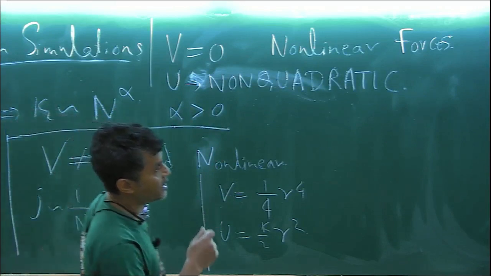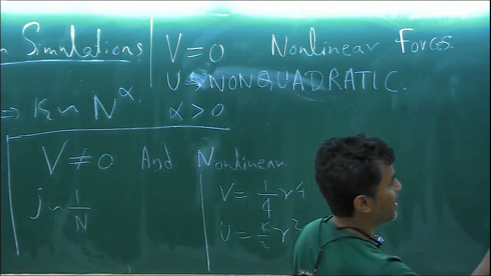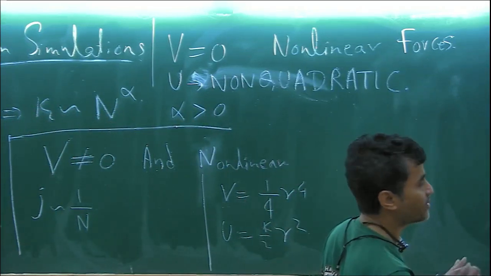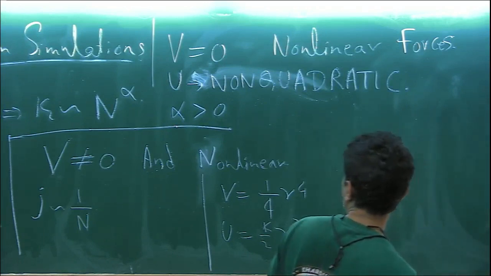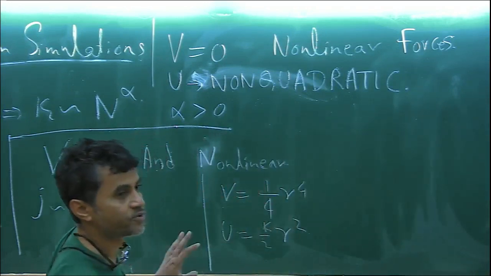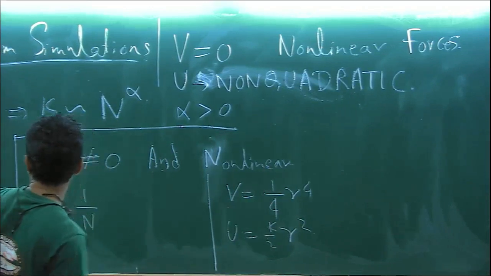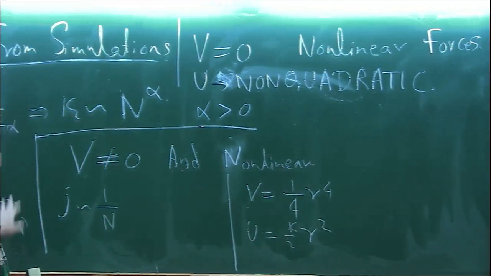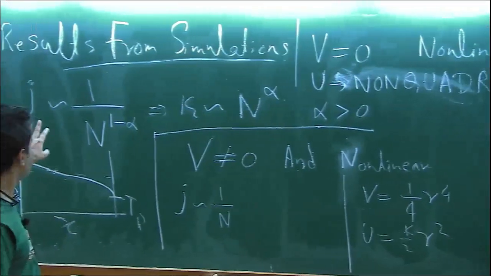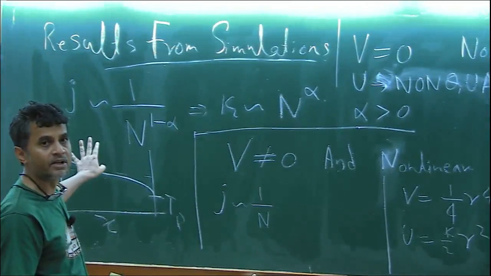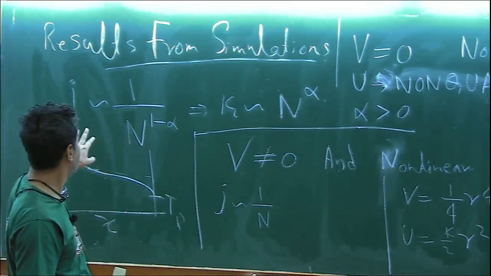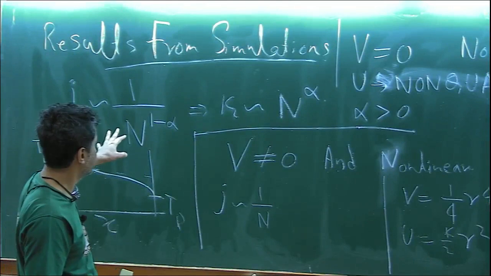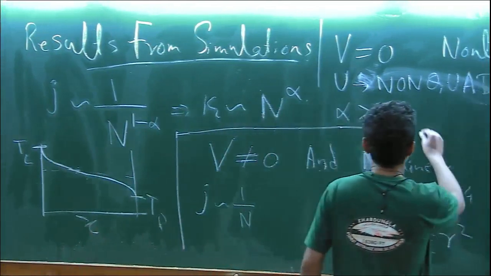So this is the picture that we have. For harmonic systems with disorder, you have some results: you don't get Fourier's law. For anharmonic systems without pinning, you find this kind of non-Fourier behavior. This is called anomalous transport, anomalous heat transport, when you don't get Fourier's law.